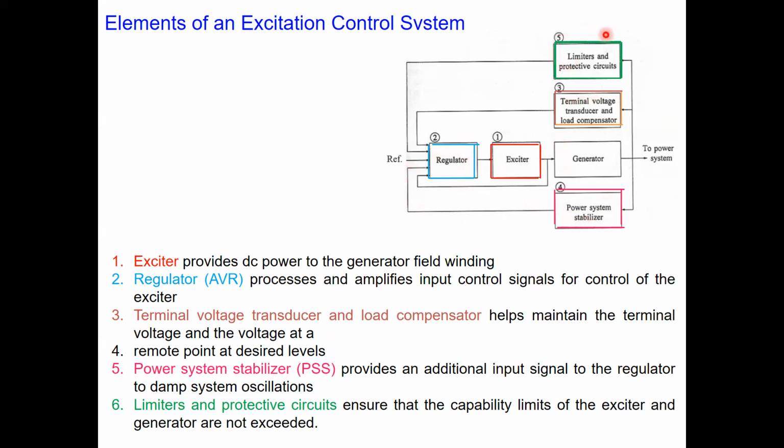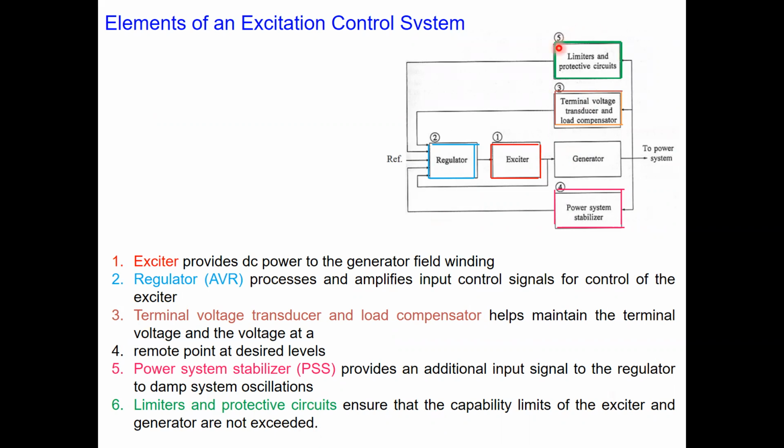Next is the fifth one, the limiters and the protective circuits. These are basically the protective part, with protection relays and so on, because we want our generator and excitation systems to operate within the operating region, and there should not be any violation of the capability limits. So this part refers to the protective circuits or limiters, such that the field current flowing from the exciter to the field circuit, or the stator current, that is the loading on the generator, are within limits. Those quantities should not be exceeded.